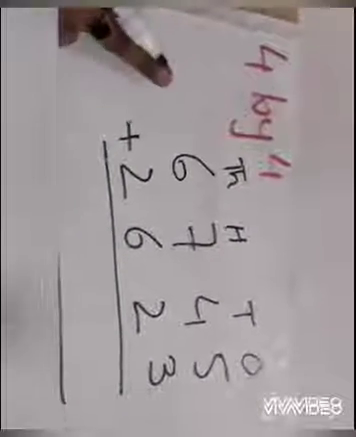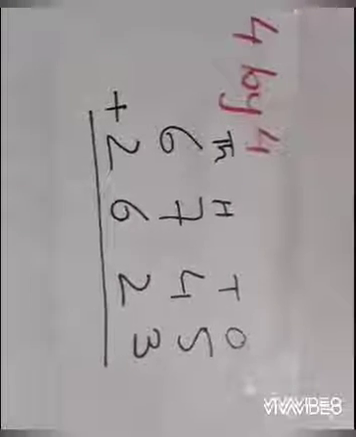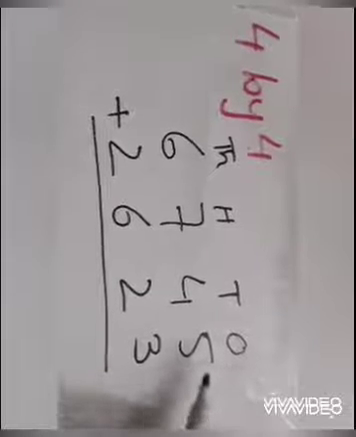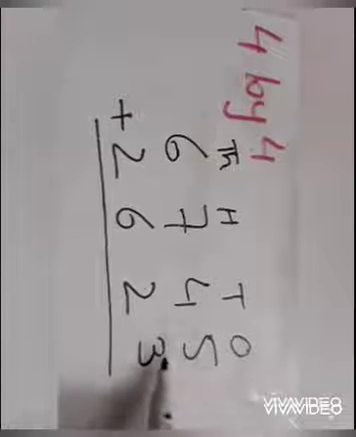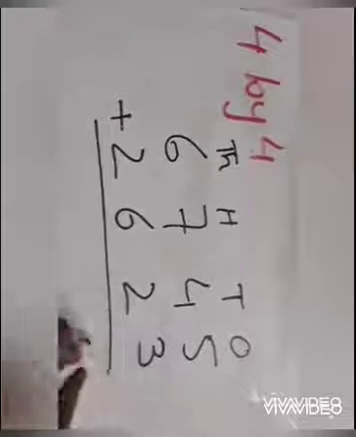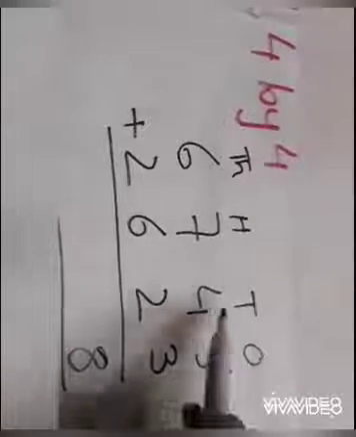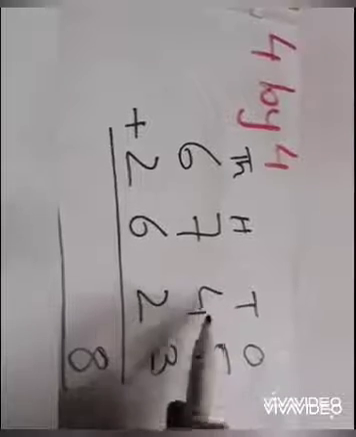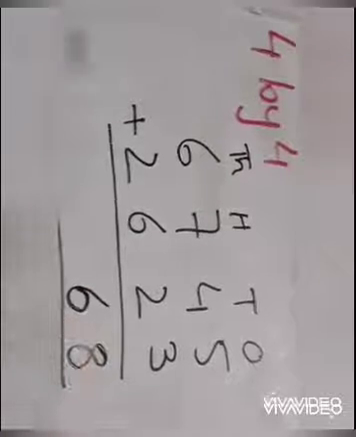4 by 4 means whenever we add any 4 numbers in other 4 numbers, it makes 4 by 4. So let's start our addition from the ones. We read it as 5 ones and 3 ones. 5, 6, 7 and 8. It makes 8 ones. Next, 4 tens and 2 tens. When we add 4 in 2, it makes 6 and we read it as 6 tens.